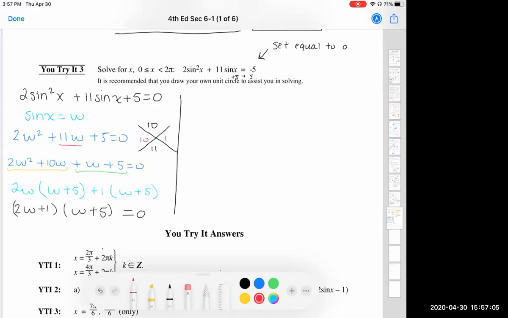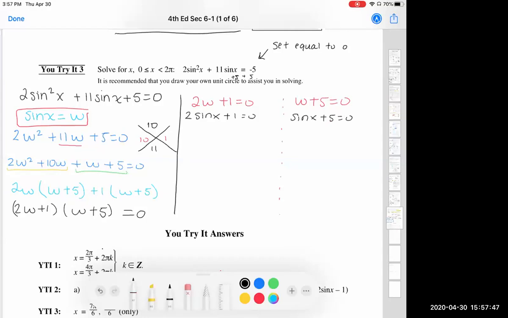So that we have 2w plus 1 is equal to 0. And we also have w plus 5 is equal to 0. Now you have options. You can now change it back to your substitution. We said w is sine. Or you can wait till you completely solve for w to replace it. Your call when you change it back. I'm going to change it back now. So I have 2 sine of x plus 1 is equal to 0, and sine of x plus 5 is equal to 0.